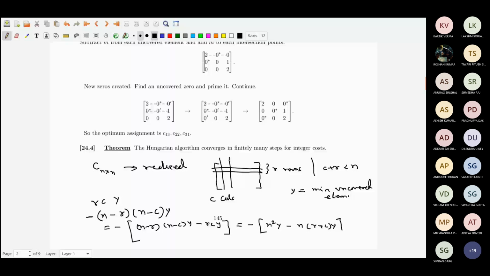Y also you can take outside. So this is n minus r minus c. But then since I have assumed that c plus r is less than n, and y was the minimum uncovered element. Remember, all the zeros were covered, and these are integer costs, so the minimum uncovered element is at least 1. So when y value is at least 1, whatever this thing is, it is less than or equal to minus n.